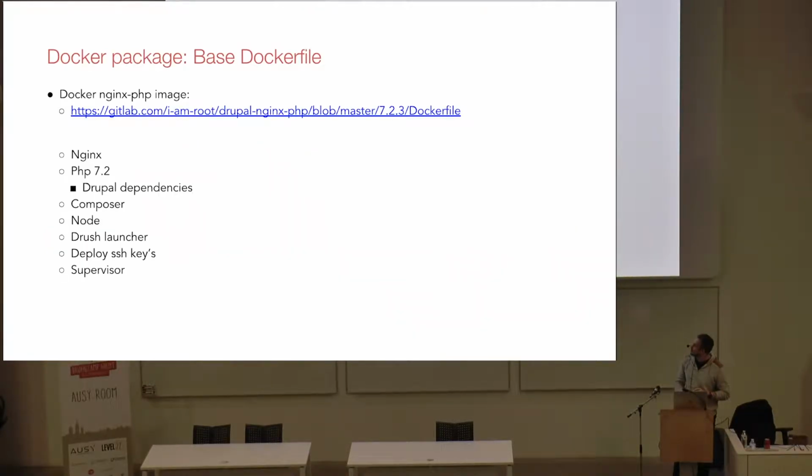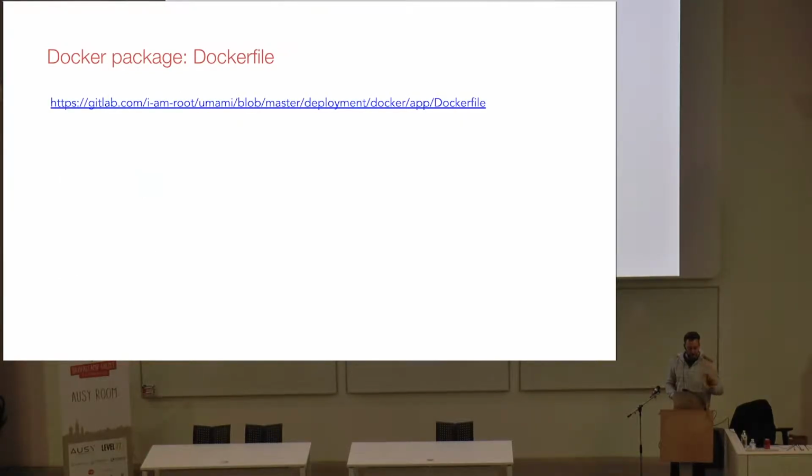The Docker package. For Docker, we start from a base file. It's actually an Nginx PHP container. It comes with Nginx pre-configured, with PHP 7.2 pre-configured, and all the Drupal dependencies installed. It has Composer, it has Node, it has a Drush launcher, and it also contains all the deploy SSH keys. Now I'm using Supervisor because I'm running 2 processes in one container. This is not really aligned with the Docker philosophy, but it makes my life a little bit easier.